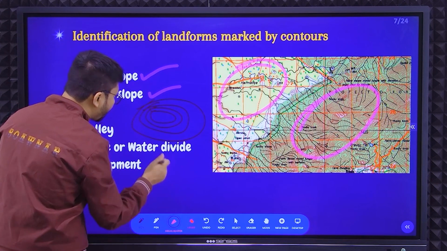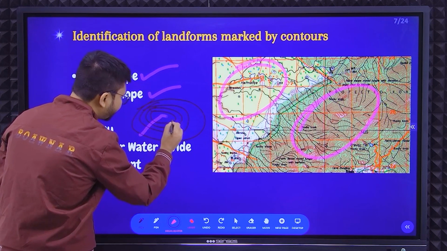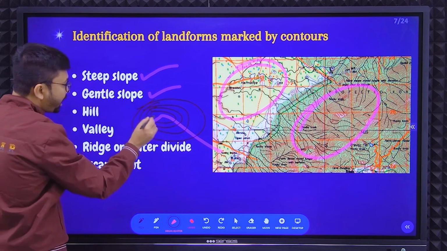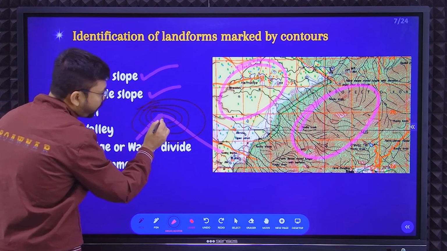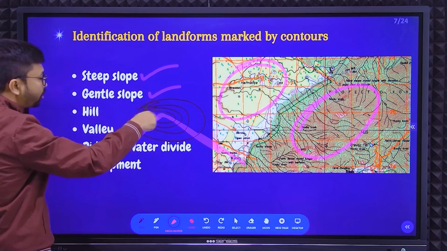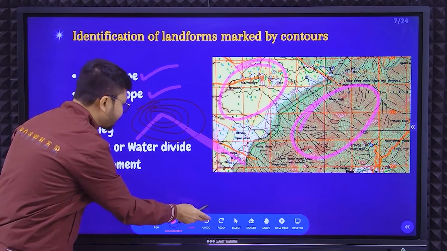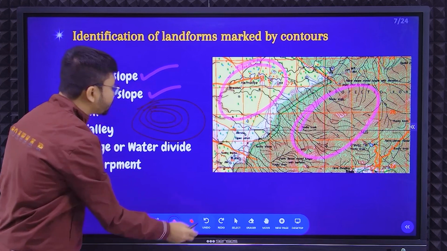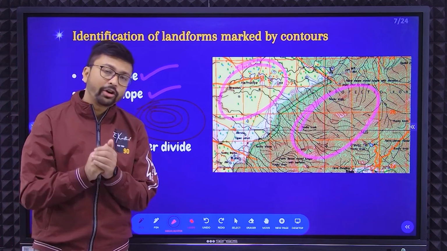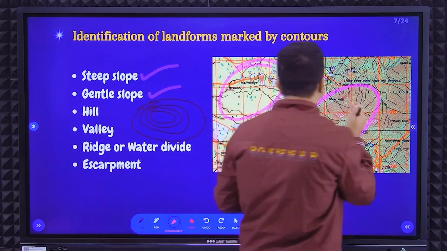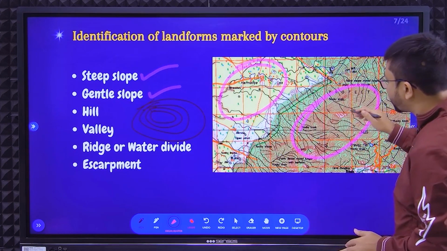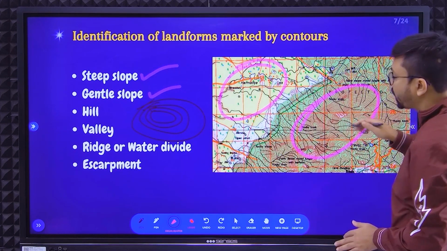The landform that develops will be like this. One side is a steep slope, another side is a gentle slope. That time it will be called an escarpment. Those are the landforms you need to remember for your exam. From the contour patterns only, you will be able to understand the landform.